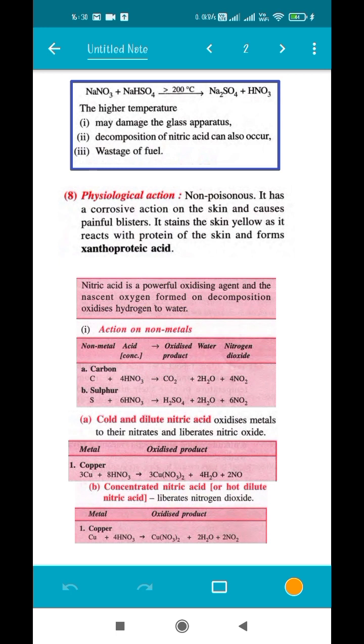But in case we use concentrated nitric acid or hot dilute acid, we will get copper nitrate, we will get water, but we will not get nitrogen monoxide, we will get nitrogen dioxide. This is the only difference. So these 4 reactions you have to remember very nicely because these are the only reactions you have to learn in this chapter for nitric acid.